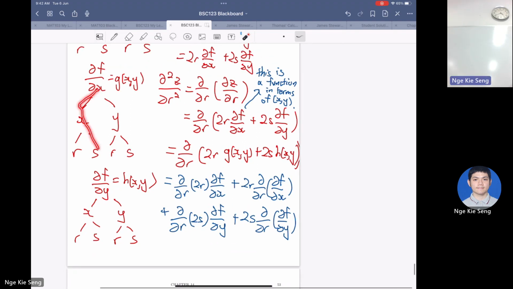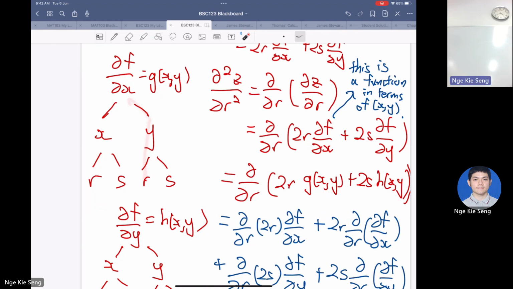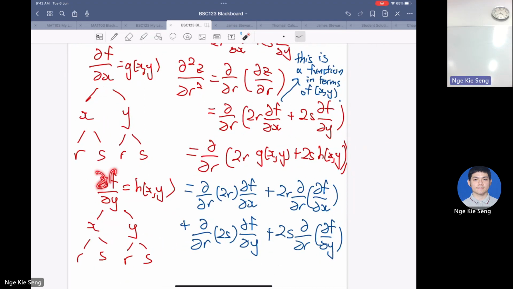Okay, so we go back to this tree again. How many ways go from the function to r? There are two ways. You can go from x to r, you can also go from y to r. Similarly for del f over del y. So how do you build the tree? You need to know what variables your function is defined on. In this case, del f over del x is in terms of x and y, and then x and y are further in terms of r and theta.